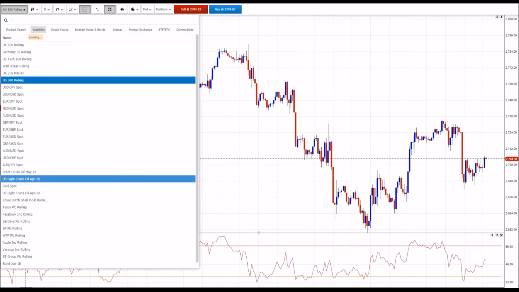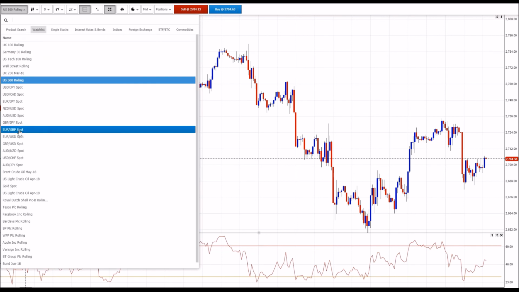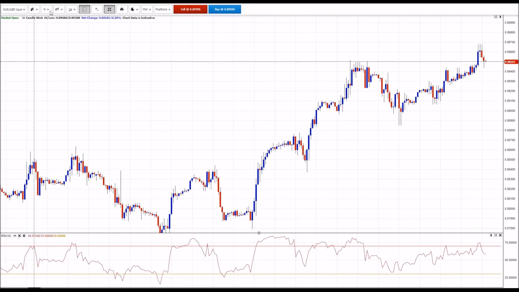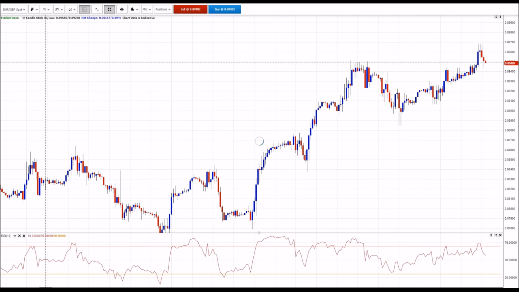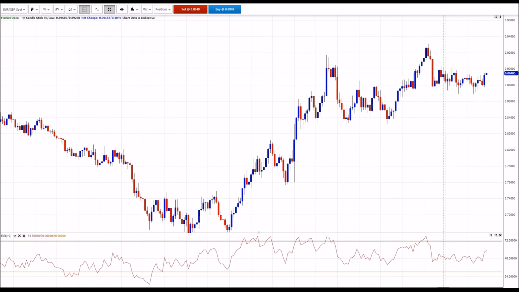Euro sterling is interesting. If we take the dollar out of the equation, euro sterling is interesting because it's coming to the top of the recent range. This is a weekly chart we're looking at, and tomorrow we've got that European Central Bank decision, and also on Friday we have the payrolls. So I think there's plenty there to be keeping an eye on.